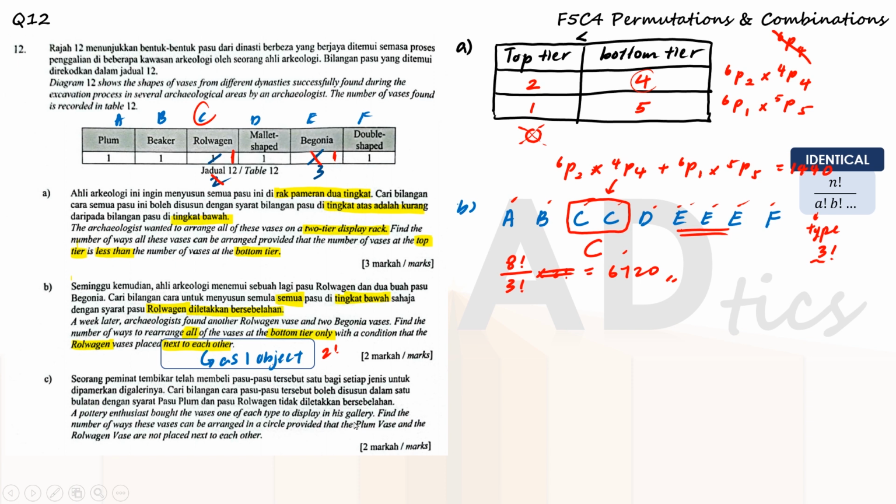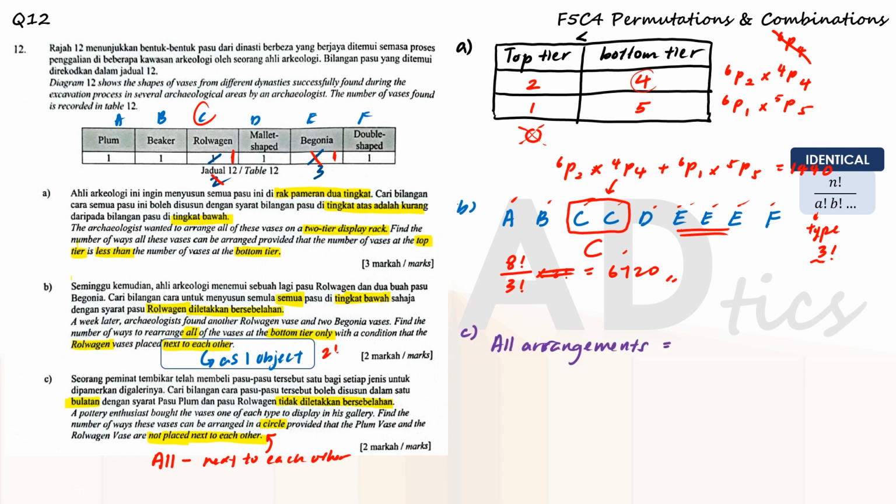And this person wants to arrange these faces in a circular manner, but in the condition where plum and the Volkswagen face cannot be placed next to each other. Okay, so for this kind of case, to find the number of arrangements next to each other is easier than to find not placed. So to find the possibilities, let's consider all possibilities first, and we minus out those possibilities where they are next to each other. So if I minus, this means I will get the not-placed-next-to-each-other arrangements.